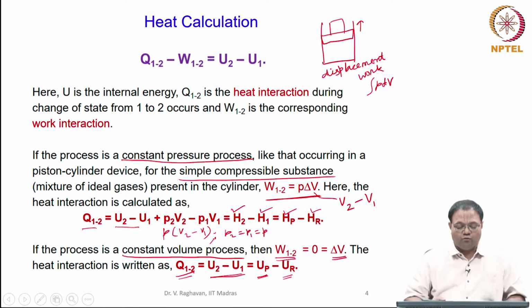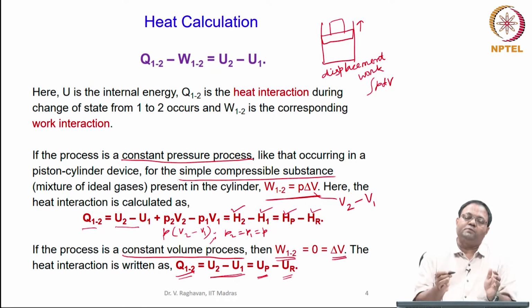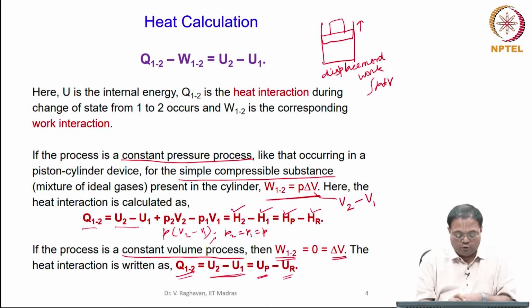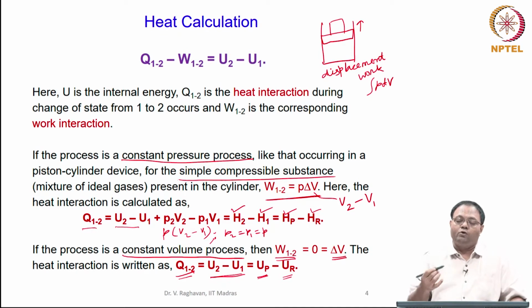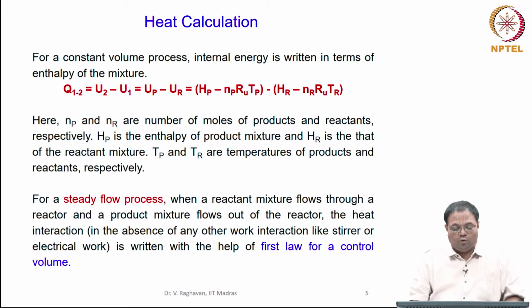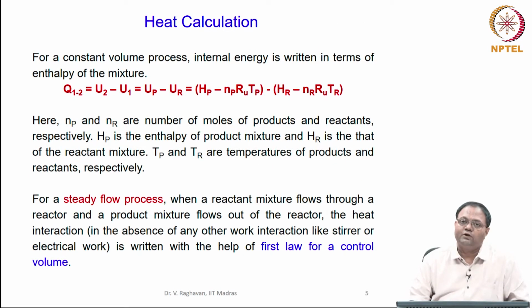So, for a system undergoing a constant pressure process, the change in enthalpy will be the heat interaction. Q12 will be equal to Hp minus Hr. For the constant volume process, the heat interaction will be the change in internal energy. Q12 will be equal to Up minus Ur. So, this is the first law applied to a system. Now, let us expand this more. Consider the constant volume process.